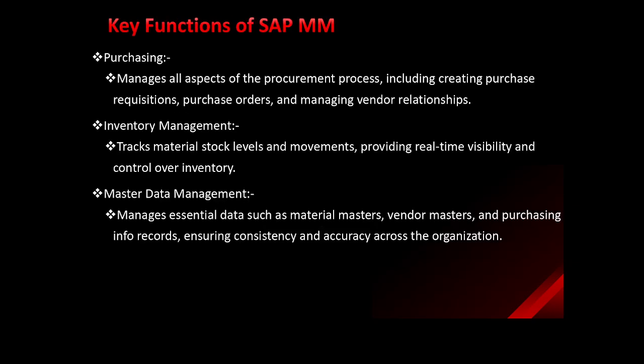So the key functions of SAP MM are purchasing, inventory management, and master data management. So what is purchasing? Purchasing, as we all know, manages all the aspects of the procurement process, including creation of purchase requisitions, creation of purchase orders, and managing vendor relationships. Inventory management tracks material stock levels and movements, providing real-time visibility and control over the inventory. And master data management manages essential data such as material master, vendor master, purchasing info records, ensuring consistency and accuracy across the organization.